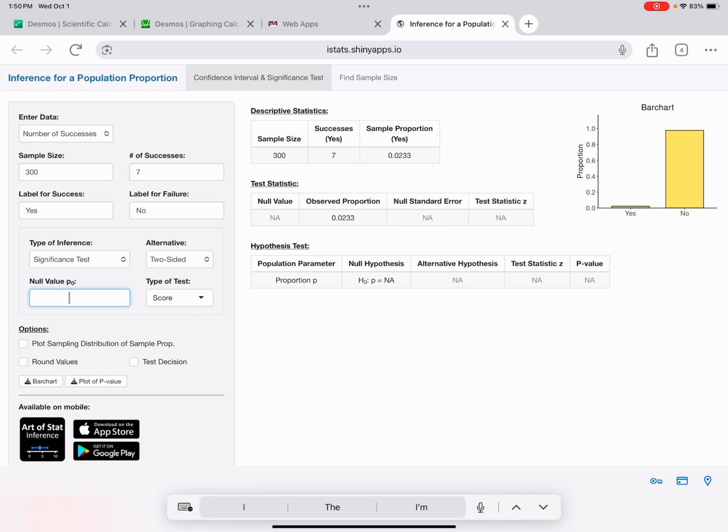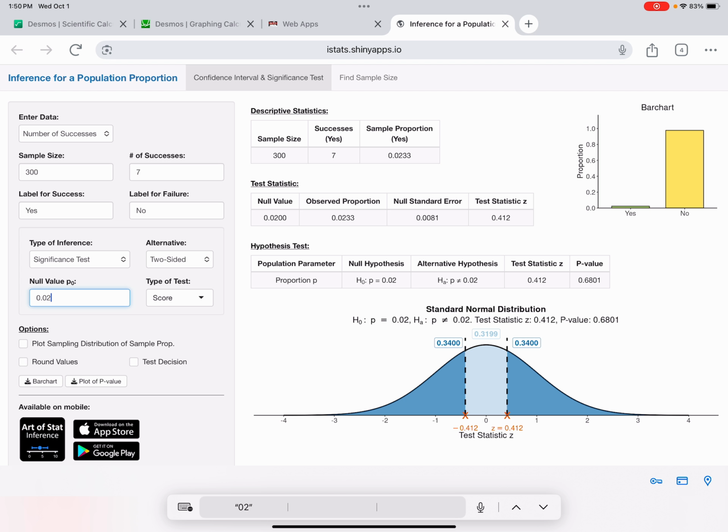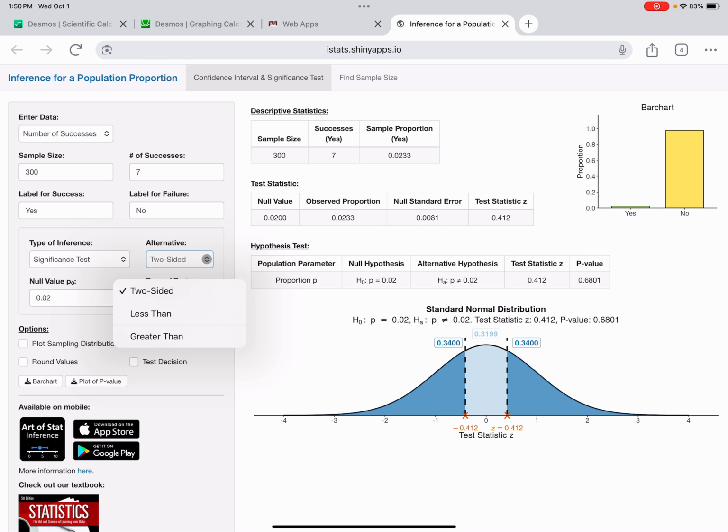Under here where it says null value, that's the value in the null hypothesis, right? So in the null hypothesis, we said p equals 0.02. So 0.02 is our null value. And then finally, for the alternative, notice that it's running this as a 2-tailed test. You can see the alternative hypothesis right here. It's set up to run a 2-sided alternative. That's not what we wanted. We wanted to know if p was greater than 0.02. Okay, so now this is the correct thing, and sure enough, we get the same p-value, 0.3400.